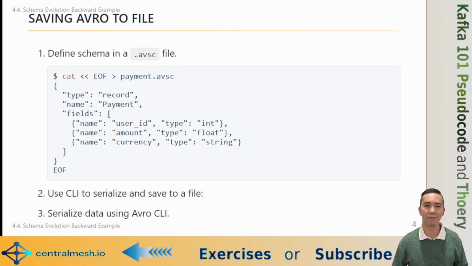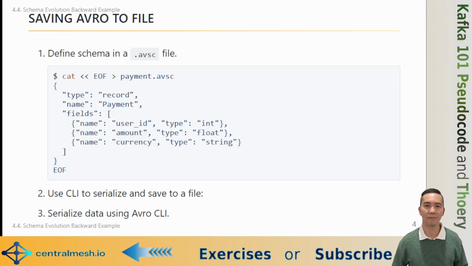Let's start by defining our schema in a file named payment.avsc. This schema acts as the blueprint for our data, specifying what fields the data will have and their data types. In this case, we are defining a payment record with 3 fields: user ID as an integer, amount as a float, and currency as a string. This schema ensures consistency across all data points, meaning every payment record will follow this exact structure.